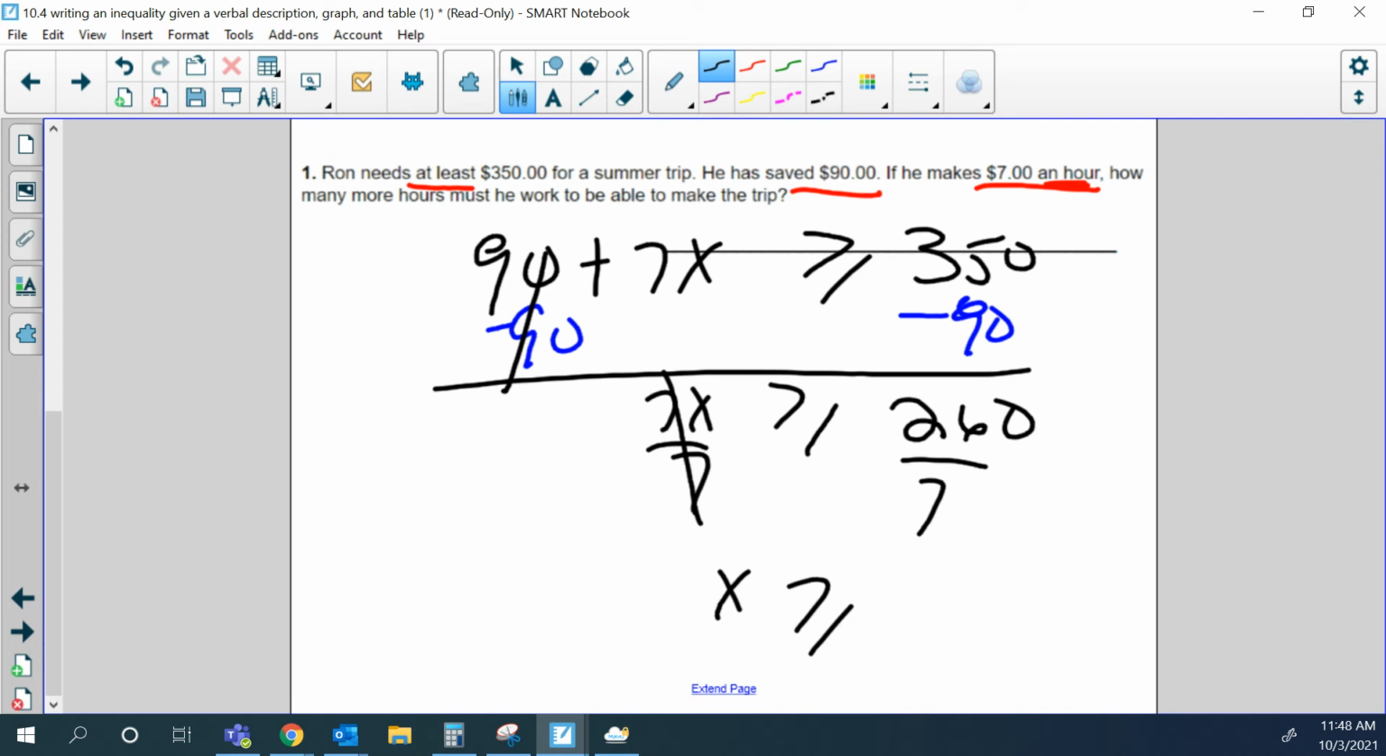3 sevens are 21, and 5. That's 50. 7 sevens are 49. So it's roughly 37 and some decimals. So we're going to say roughly 37 hours, approximately. All right, so that's number one right there.